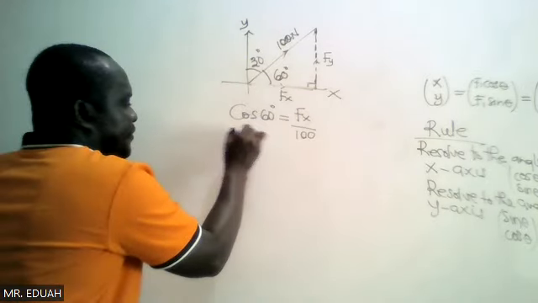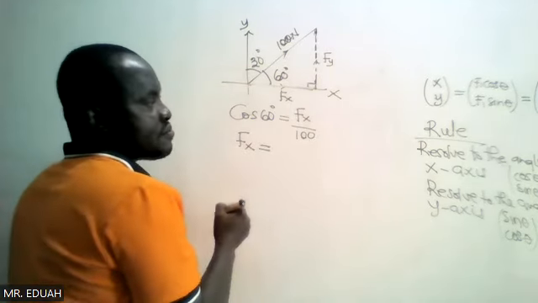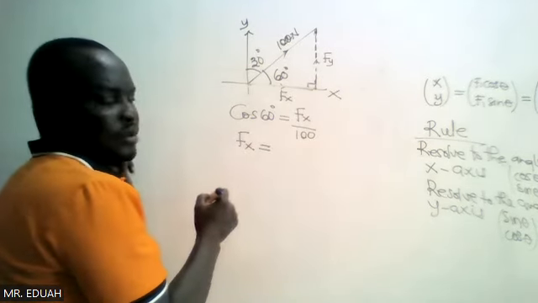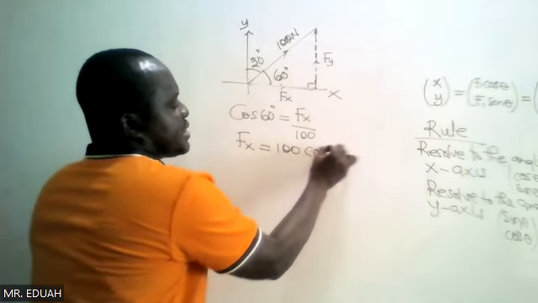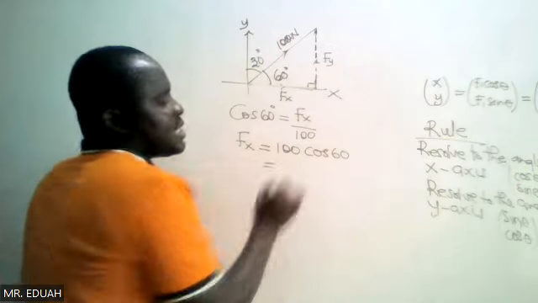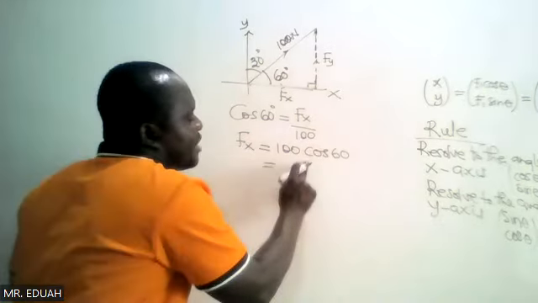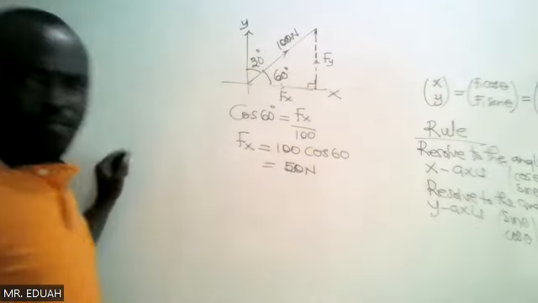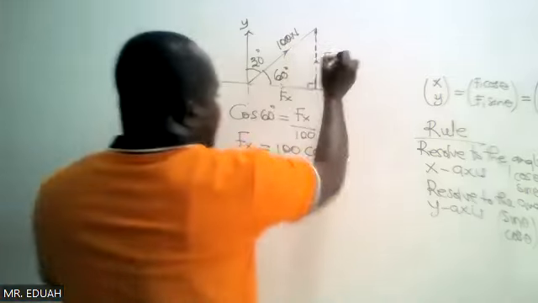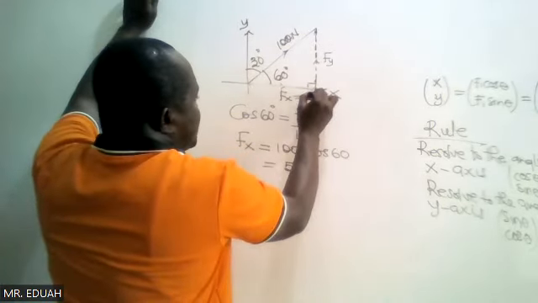Let's make Fx the subject. Fx is equal to 100 cos 60. Cos 60 is equal to 0.5, or half. And so 100 times half will give us 50 Newton. So the horizontal component of this force is 50 Newton.